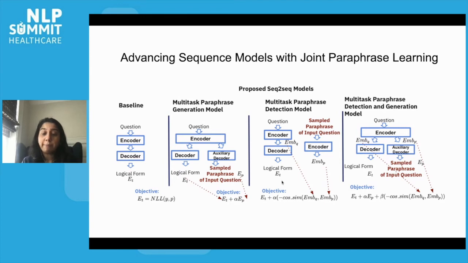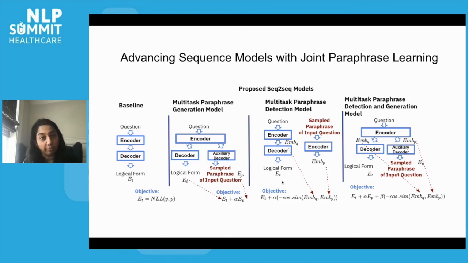Another model is the paraphrase detection model, where we again sample a paraphrase of the input question during train time, we encode it, and we modify the loss function to try and reduce the cosine similarity between the input question and its paraphrase. So that is your paraphrase detection model.